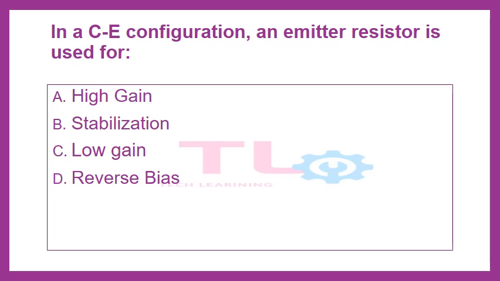In collector-emitter configuration, an emitter resistance is used for option A, high gain, option B, stabilization, option C, low gain, or option D, reverse bias. And the answer is option B, stabilization.